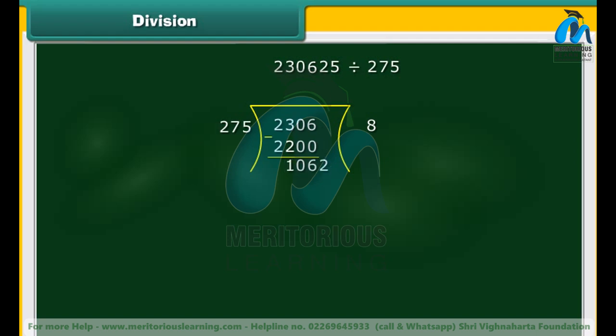Bring 2 down. The new number formed is 1062. It holds 3 times 275, that is 825. Subtract and write the difference 237 below. Bring 5 down. The new number formed is 2375. It holds 6 times 275, that is 1650.